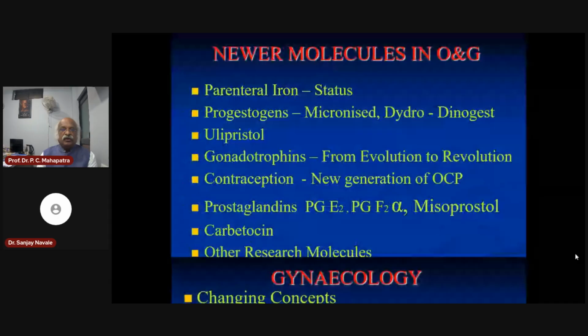But the Lotus 1 and Lotus 2 studies, almost a non-inferiority trial of micronized progesterone versus dihydrogesterone, proved that dihydrogesterone can be effectively used, particularly for IVF luteal phase support. And apart from it, Dienogest has proved to be one of the very good molecules in endometriosis. For the last decade or so, Dienogest has become a market leader and people use it for that.